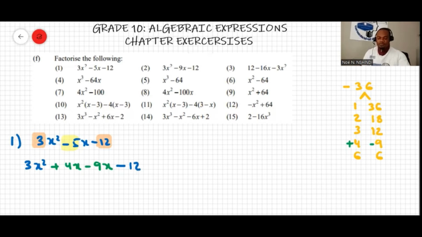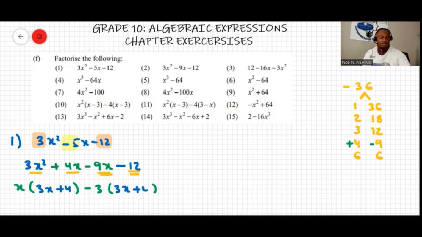So now for the first 2 terms, we can take x as the common factor, and then this will be in the bracket. I can write here 3x plus 4, and then for the last two terms also, I can take -3 as the common factor, so take -3 out, and then there should be 3x plus 4.